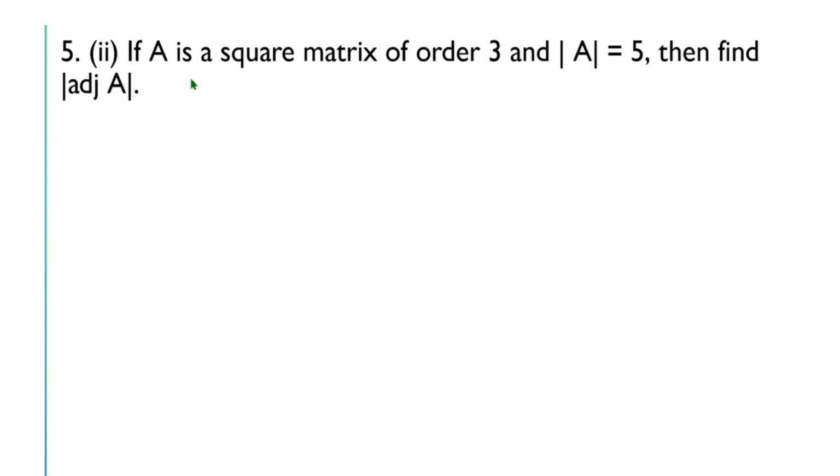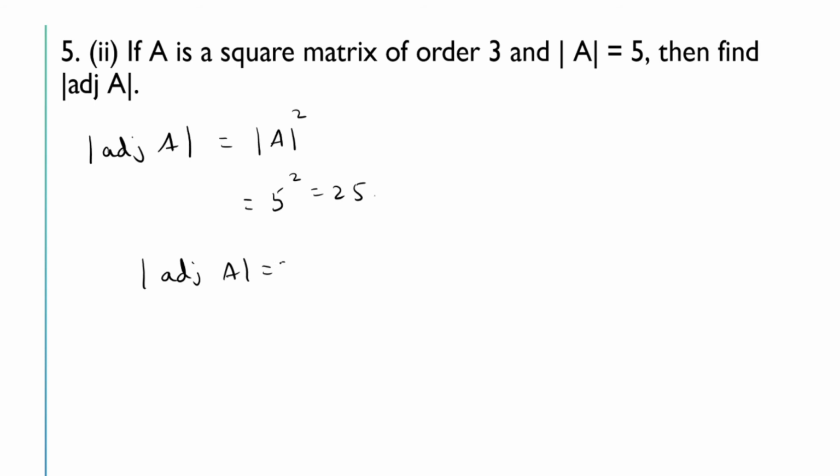Next one, if A is a square matrix of order 3 and determinant of A is equal to 5, then find determinant of adjoint of A. Here it is given A is a square matrix of order 3. It means determinant of adjoint of A will be equal to determinant of A the whole square. It is given determinant of A is 5. So it is equal to 5 square, which is 25. So determinant of adjoint of A is equal to 25.